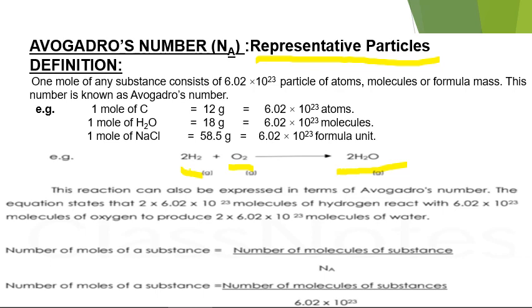Clear? Now, how to calculate it? What is the mole? How to calculate the number of moles of a substance? An equation is mentioned here. Number of moles of a substance is equal to number of molecules of a substance divided by Avogadro's number. Right? Now, this Avogadro's number can be given as 6.02 into 10 to the power 23 particles.